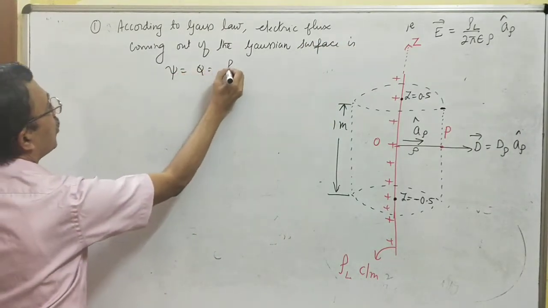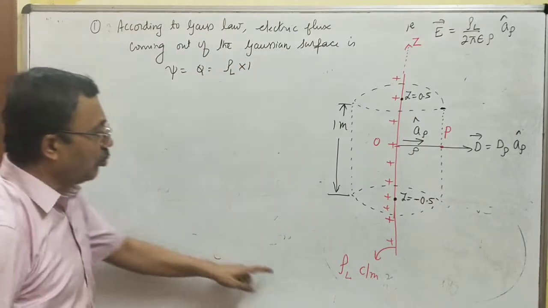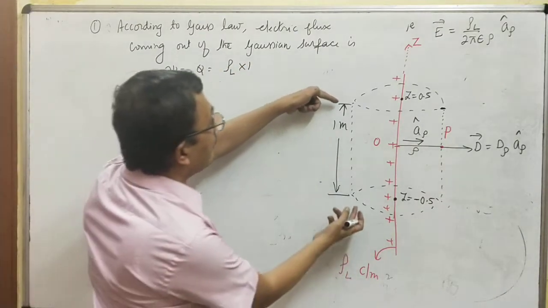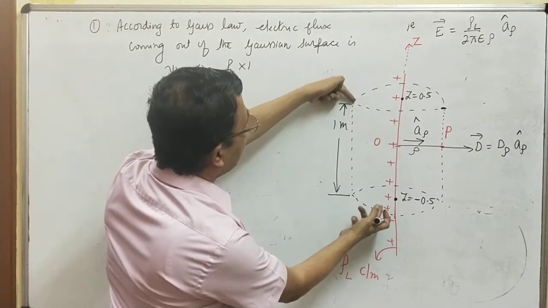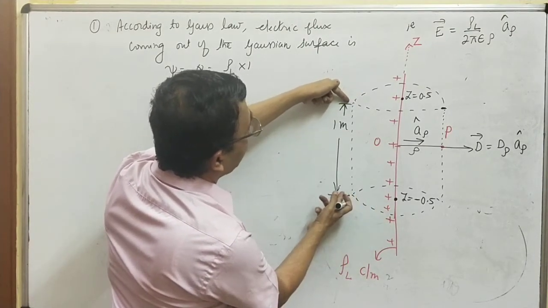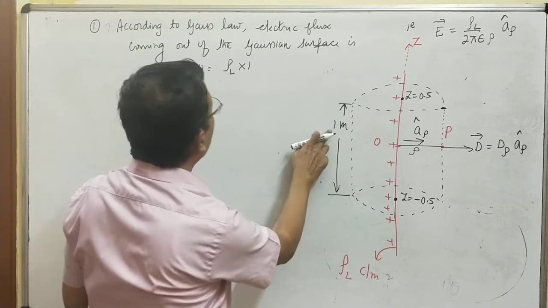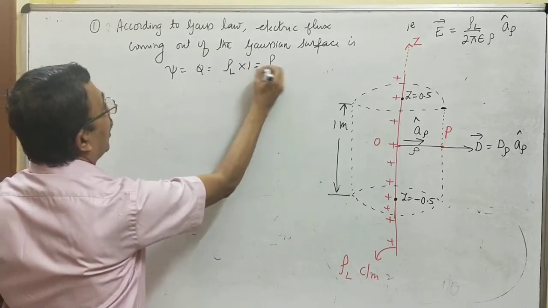What is Q? Rho L into 1. Rho L coulombs for 1 meter. So what is the length of the Gaussian cylinder? 1 meter. So inside is 1 meter. What is the charge contained? Rho L multiplied by 1. So it is rho L coulombs.